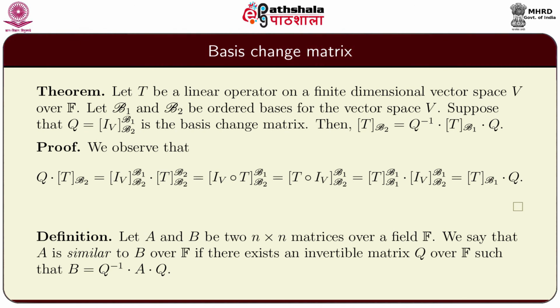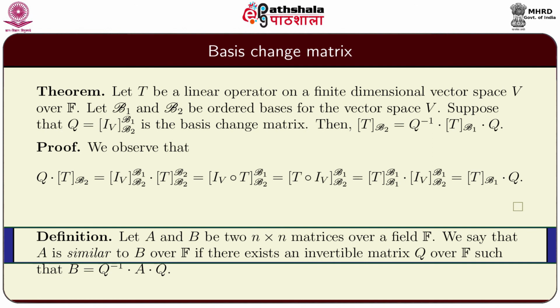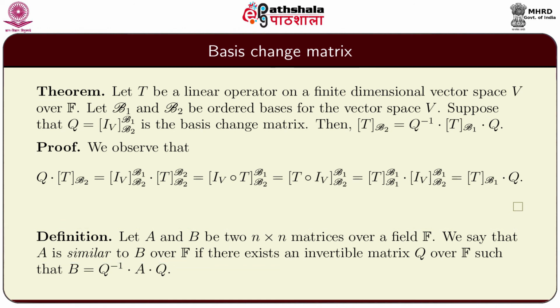Well, this is the point to give this very important definition of similarity of matrices. Suppose that A and B are two n-cross-n matrices over a field F. We say that A is similar to B over F if there exists an invertible matrix Q over F such that B is equal to Q inverse times A times Q.